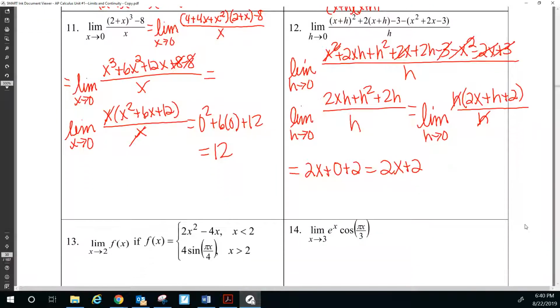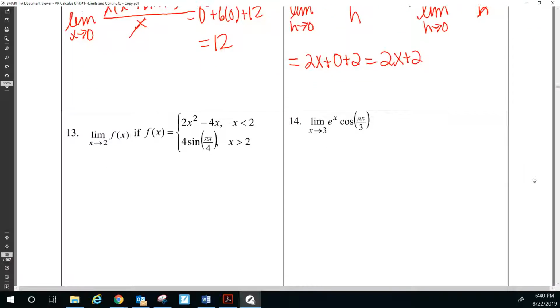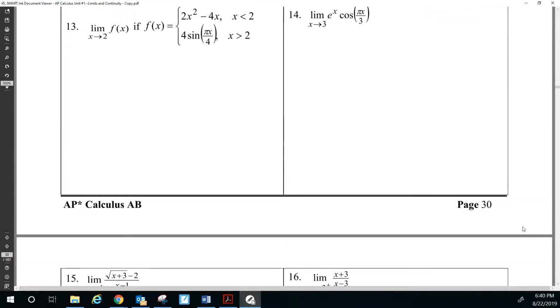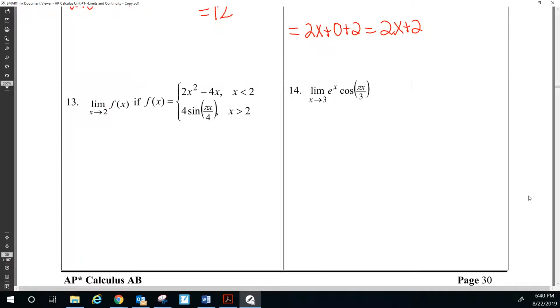All right, what comes after this? Here are some piecewise functions, a little bit more. All right, I'm going to pause. Well, let's try to do one. I think I can fit one more in this video.